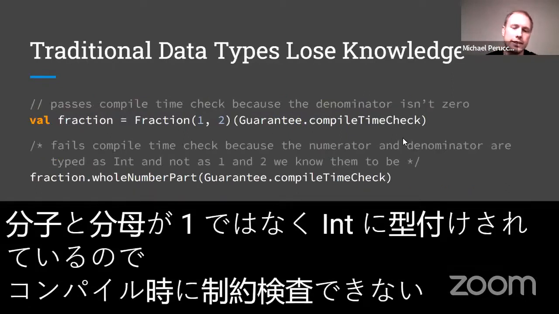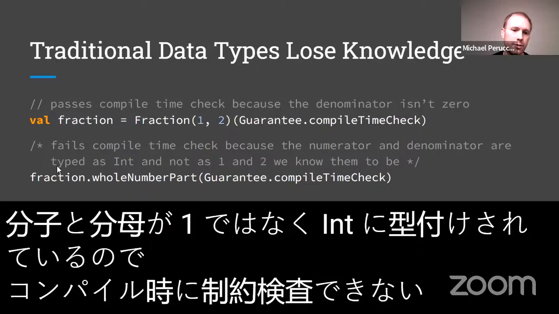But it doesn't work as nicely as we would like. For example, if we create a fraction of 1 and 2, we can go ahead and create that because this guarantee.compileTimeCheck will see that denominator is 2 and it will see that it is not 0. And so that will work. But then if we try to get the whole number part out of this fraction, it's going to be 0 because 1/2 is less than 1. But if we try to call it, our guarantee.compileTimeCheck won't work because the fraction has kind of forgotten that it was constructed with a 1 and a 2 up here.